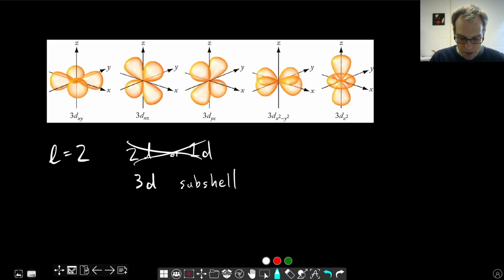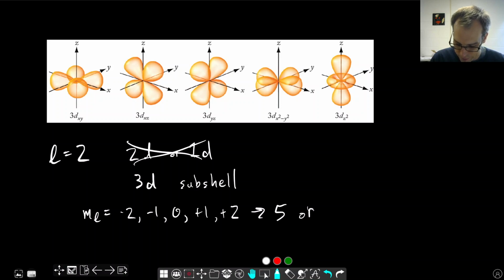And because L equals 2, m sub L can be -2, -1, 0, +1, or +2, which means there are 5 orbitals. And those 5 orbitals are depicted here. So these ones have even more fun names. Rather than just px, py, pz, here we get 3dxy because it points in between the x and y axes, 3dxz because it points between the x and z axes, 3dyz, same reason, between the y and z axes, and then this 3dx squared minus y squared where it points along the y and x axes, and then the really fun one, the 3dz squared, which looks a little bit different but is mathematically equivalent.